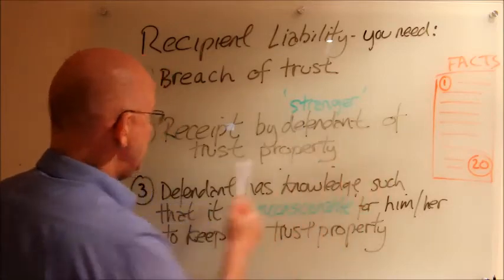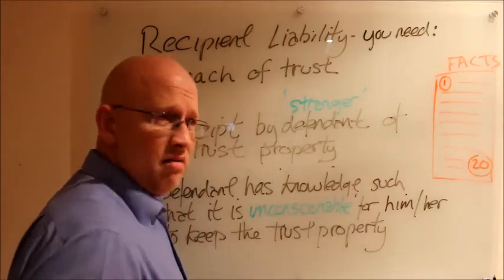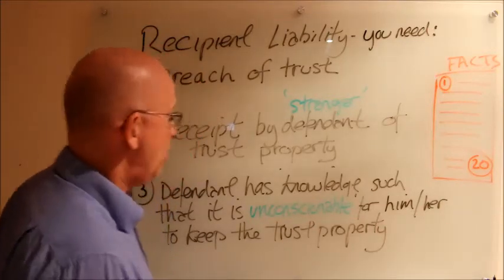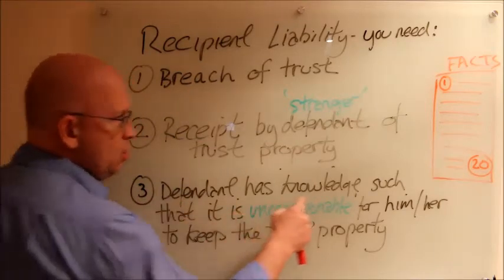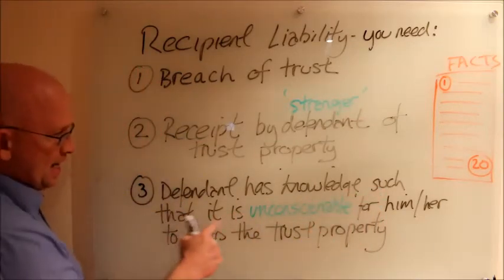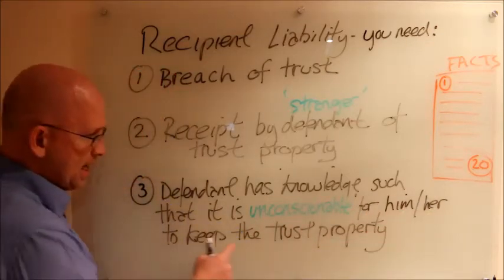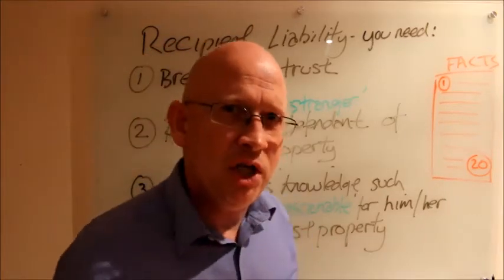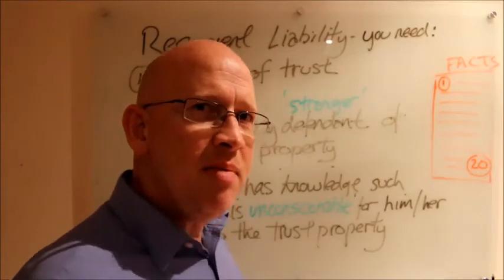A defendant has receipt of this trust property. So what can happen is a director of the company can hand the property over to someone else. And then we've got the defendant has knowledge such that it is unconscionable for him or her to keep the trust property. So a lot of students will turn up to my sessions and they'll be able to tell me that. They'll be able to give me those three points.